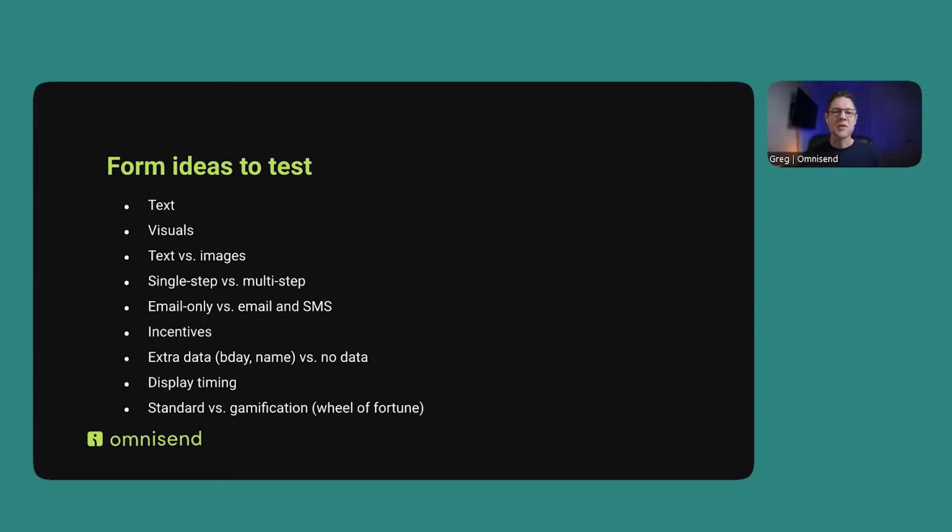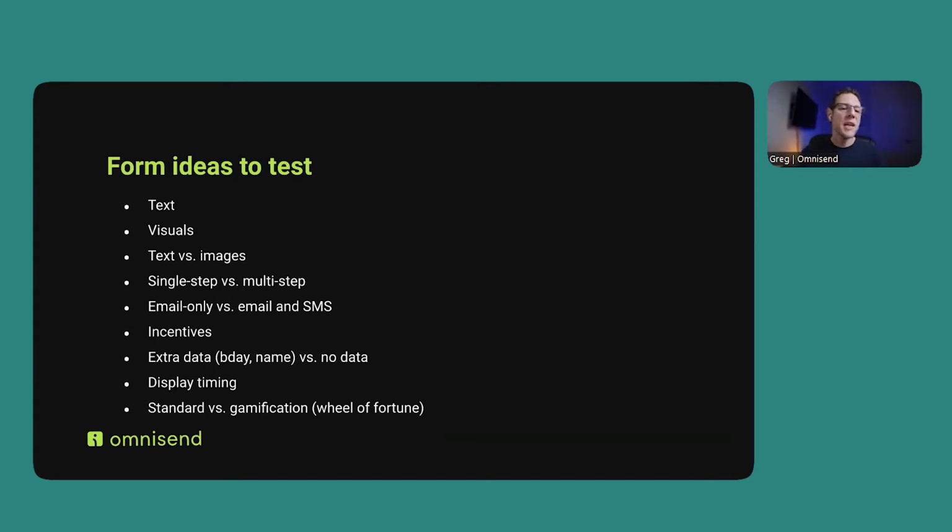But here are some ideas, right? We could do text or verbiage if you think about it. So we can change our verbiage, change our sense of urgency, whatever we want to do. We can do text versus visuals. We can do visuals, different images compared to one another. We can do single step forms versus multi-step. We can do email versus email and SMS.